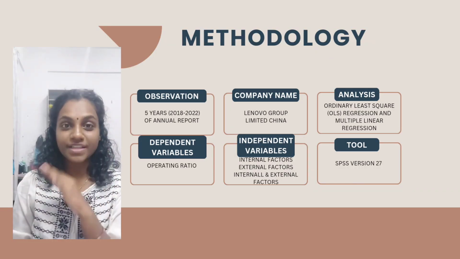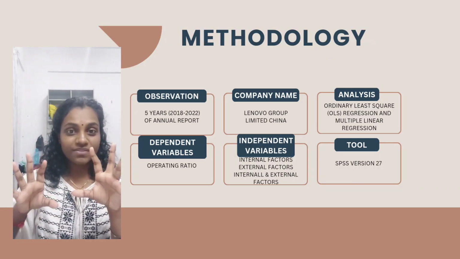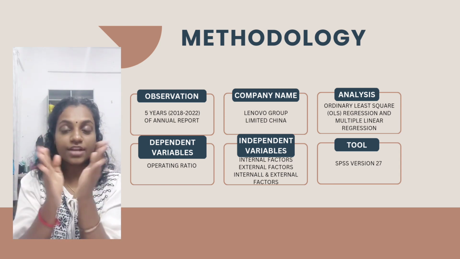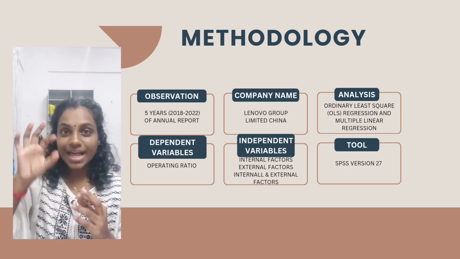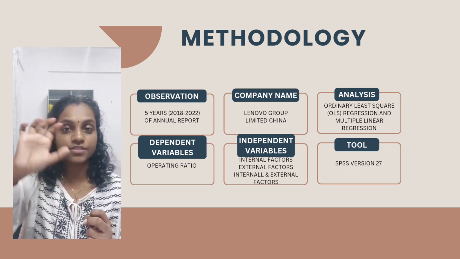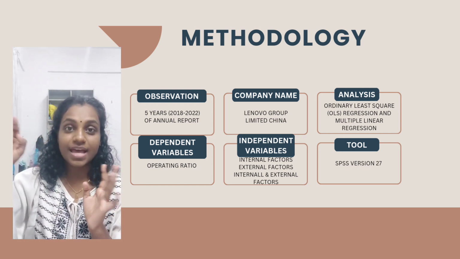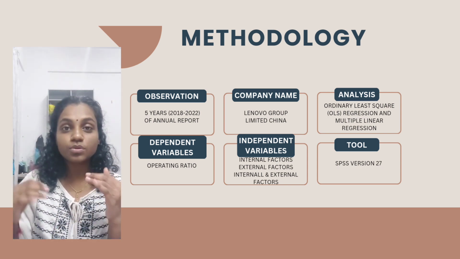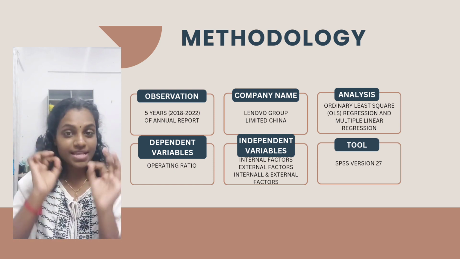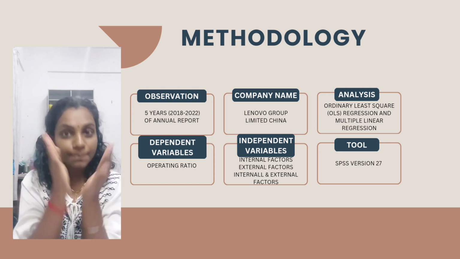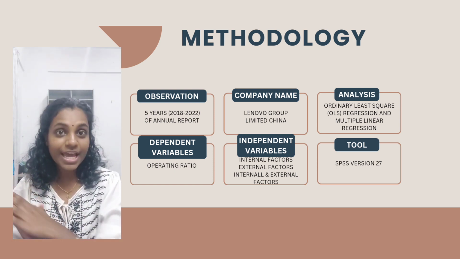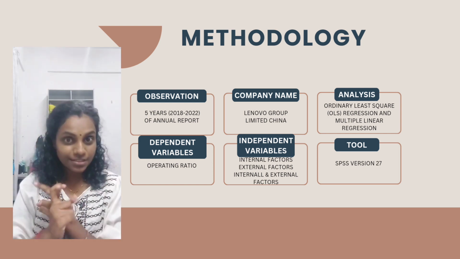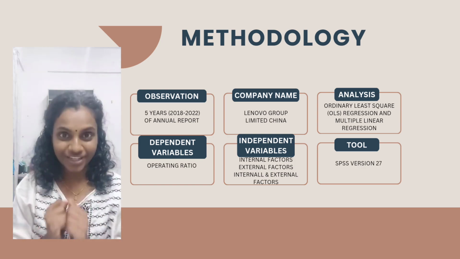Now, let's move to methodology. As for the observation, I take 5 years of annual reports of Lenovo Group Limited. For the analysis, I use ordinary least squares, also known as OLS regression, and also multiple linear regression. The tool I use to analyze is SPSS version 27, and the dependent variable is operating margin, and the independent variables are internal factors, external factors, and internal and external factors combined.